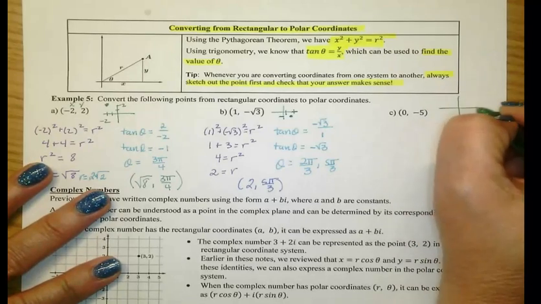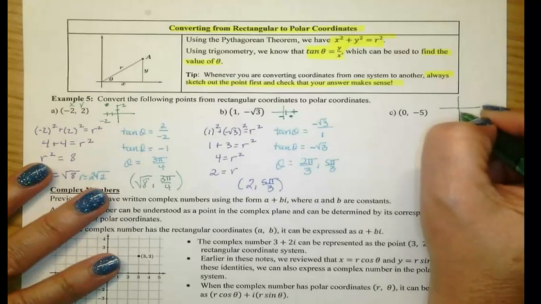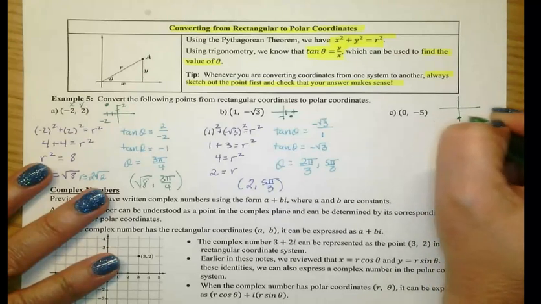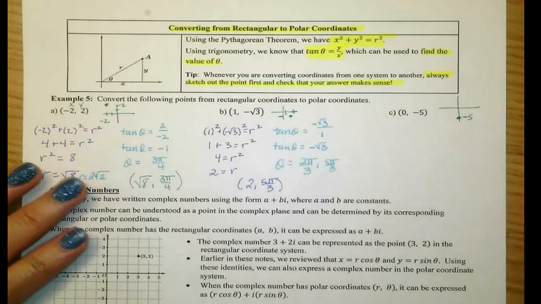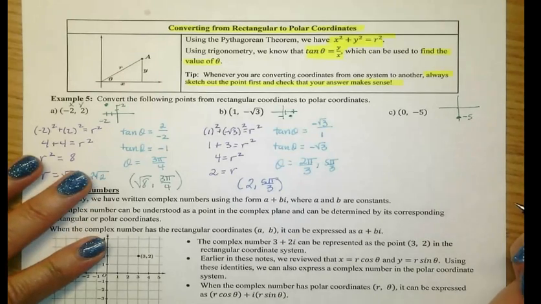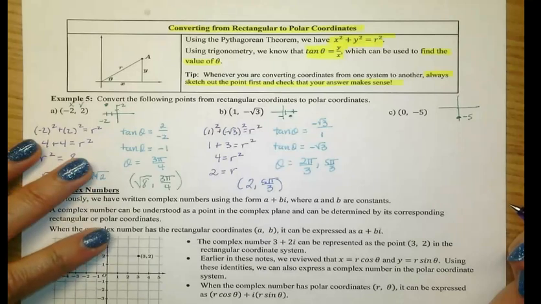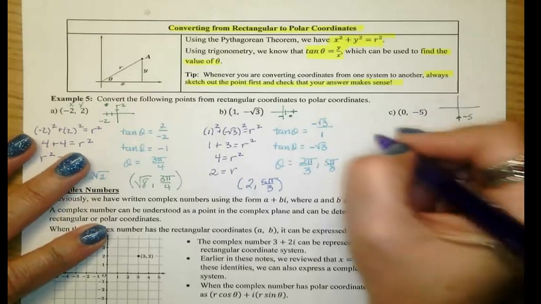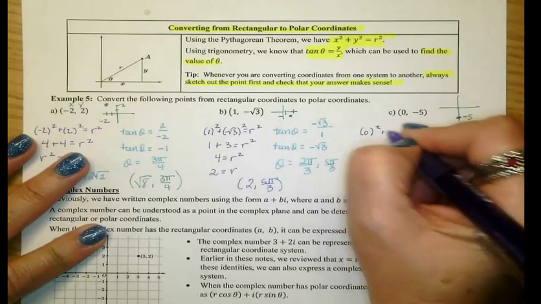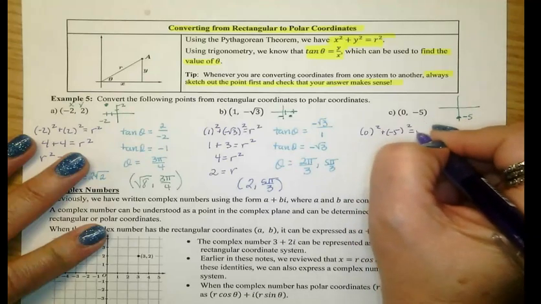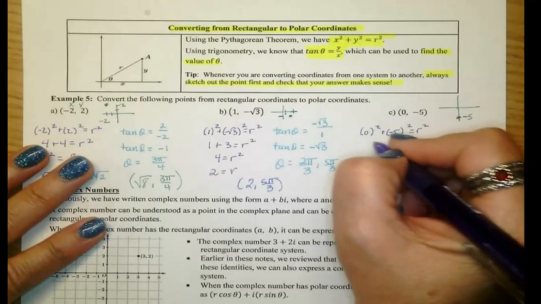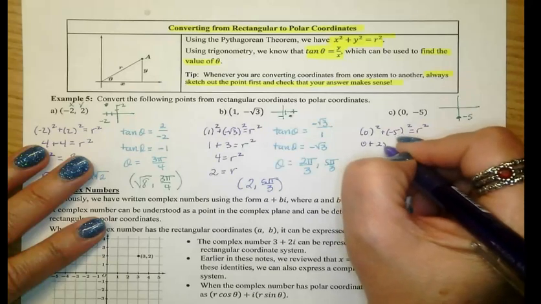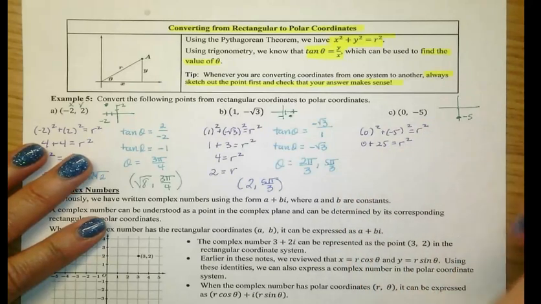So we're going to be up here, and it's going to be 0, negative 5, right here at negative 5. Okay, so once we have that, then we use the Pythagorean theorem to find the distance down the ray from the pole or the origin, and then we use tangent to find the angle. So I'm going to have 0 squared plus negative 5 squared equals r squared. So I get 0 squared, which is 0, negative 5 squared, which is 25. So 0 plus 25. I'll go ahead and write it out just so you keep track of everything.